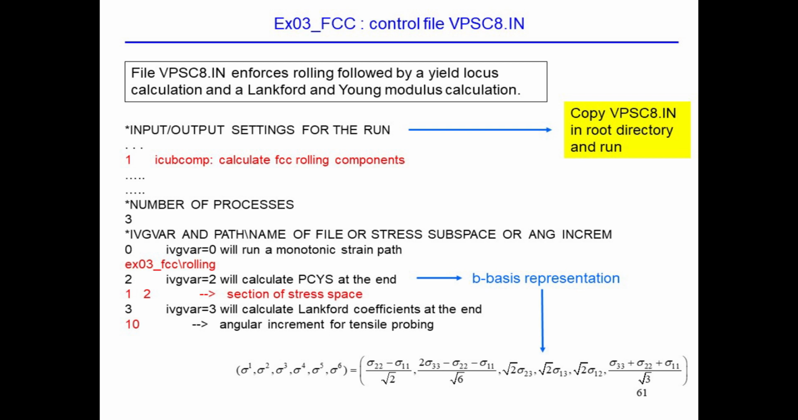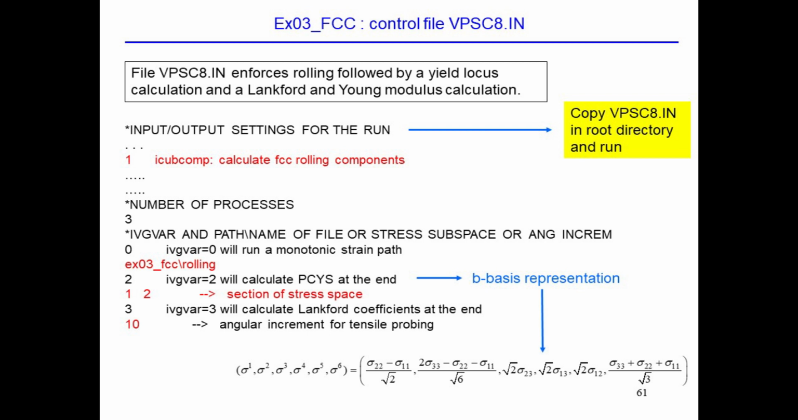The file VPSC8 will have this appearance. First, we are going to switch on. One means yes, calculate cubic components. This will calculate the FCC rolling components. If you put 0, there is no calculation of rolling components. Now, we are going to run 3 processes in sequence. These processes are run in sequence by the code. So the first process is identified with 0. 0 is monotonic strain path, and so we are going to run this FCC rolling file, which is the one that I showed before, this rolling file.